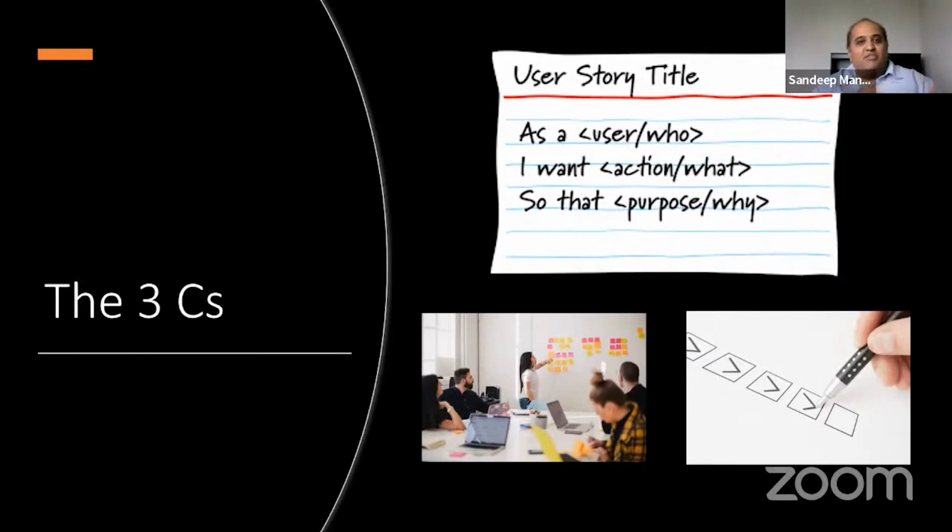The other, and the most important thing, is the confirmation. That's the third C. The confirmation is nothing but the acceptance criteria. When do we call the user story done? That's the confirmation. What is the measure of success for this user story? So these are the three key elements of a user story.